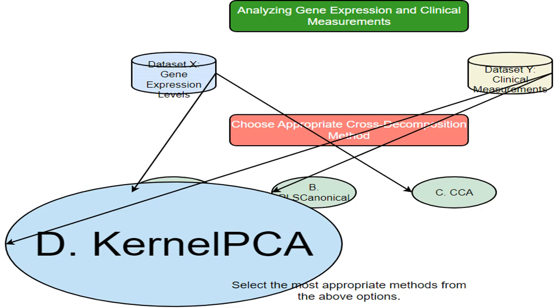Kernel PCA, Principal Component Analysis, is a technique for reducing the number of dimensions, variables, in a single dataset. This won't work for our two datasets because it doesn't look at how X and Y relate to each other. It only works on one dataset at a time.